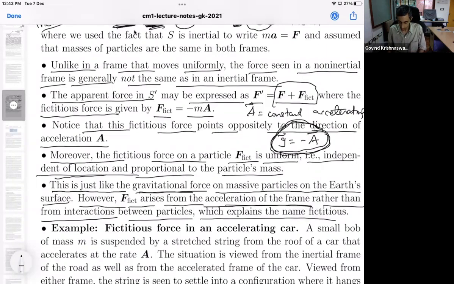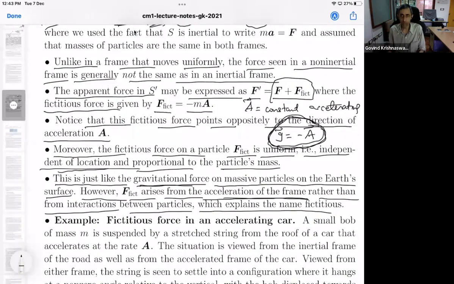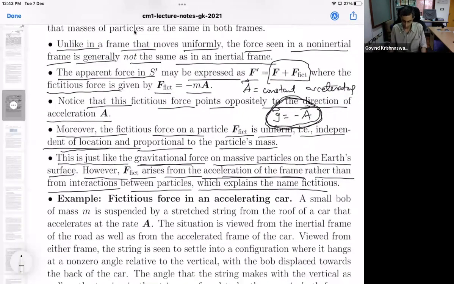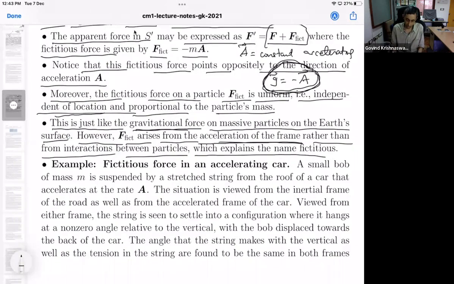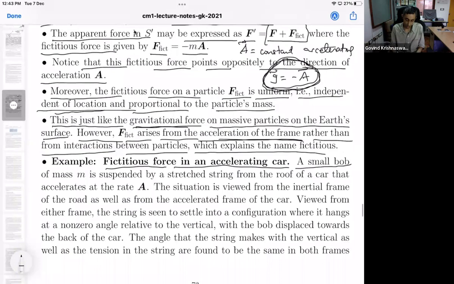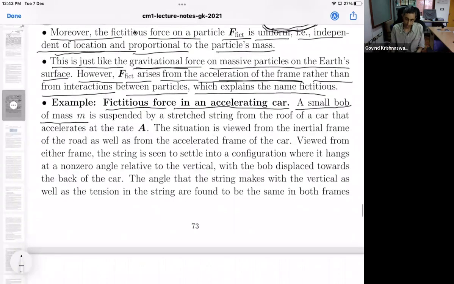Okay, so now let me look at an example, a very simple example, a traditional and well-known example as well. So let us look at the fictitious force in an accelerating car traveling on a road. The road is straight, the acceleration is uniform, the car is not turning and so on. Now let us suppose that within the car, a small bob of mass m is suspended by a string from the roof of the car, and that the car accelerates at the rate a.